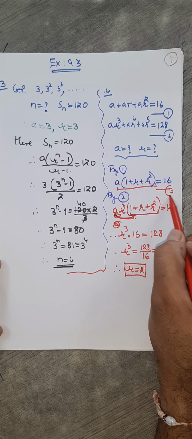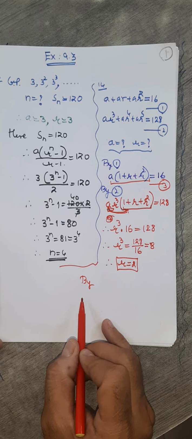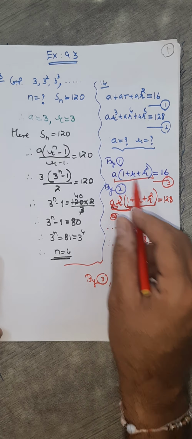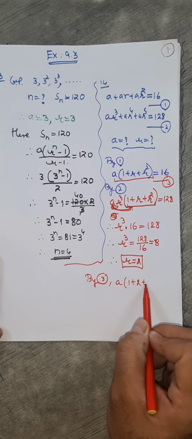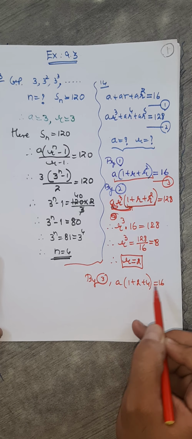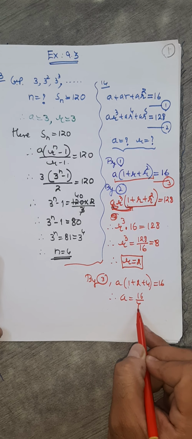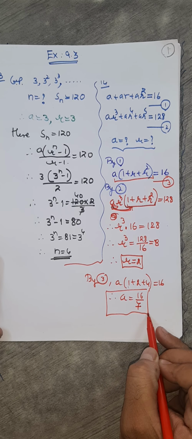Let me call this as 3. So immediately you will get the A. So by 3, let me write by 3, A into 1 plus 2 plus 4 equals how much? 16. So A equals 16 by 7. So A is 16 by 7.